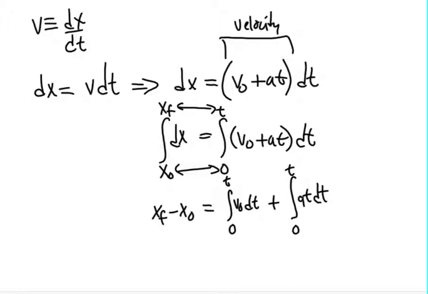The first one is a simple one because v0 is a constant. We can take v0 outside of the integration. Then we just have an integral of dt. So the first term is just v0 times t minus 0, so that's just v0 t.